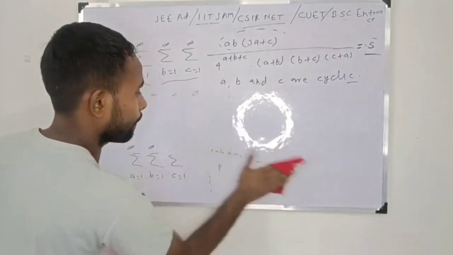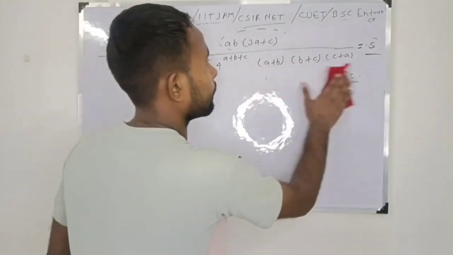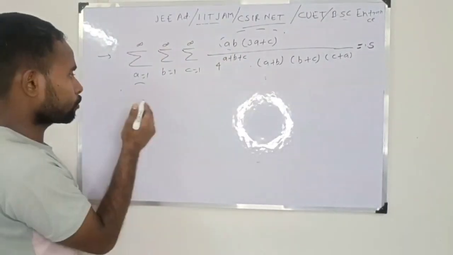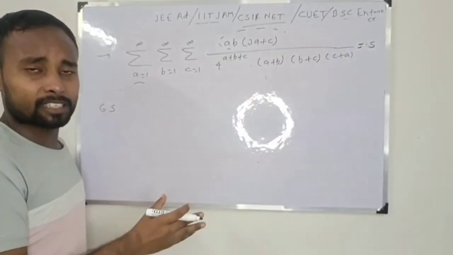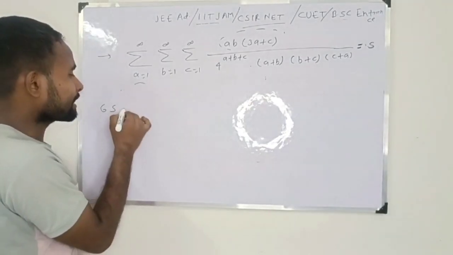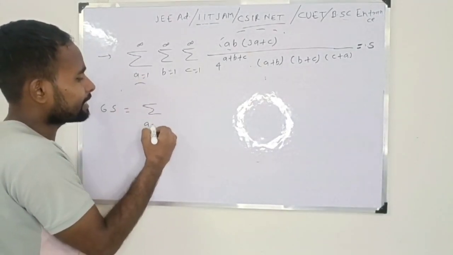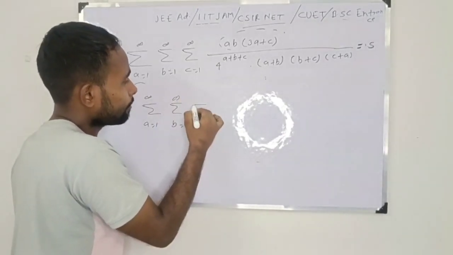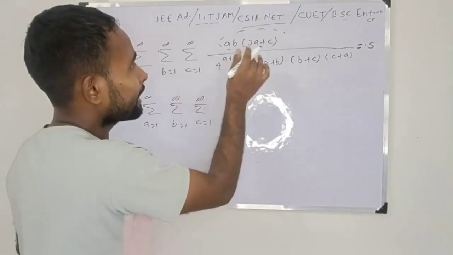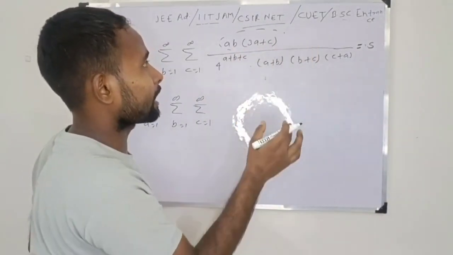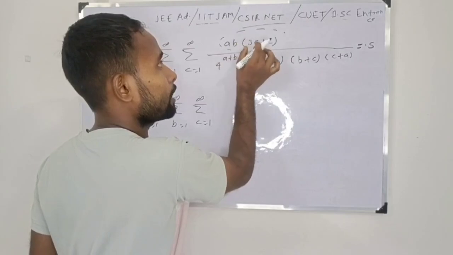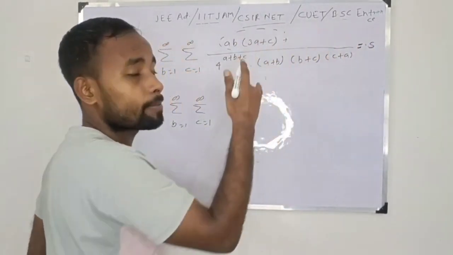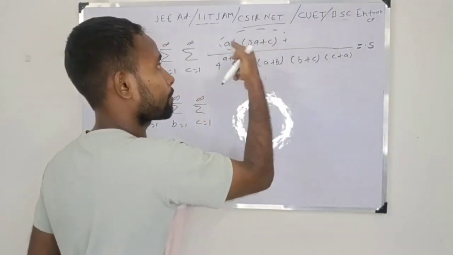I want to write this part again. If you sum all these terms, you will get 6S, because there are 6 possibilities. The sigma will be the same: A = 1 to infinity, B = 1 to infinity, C = 1 to infinity. And in the numerator, what will you get? There are 6 terms, because I have taken 6 possibilities.